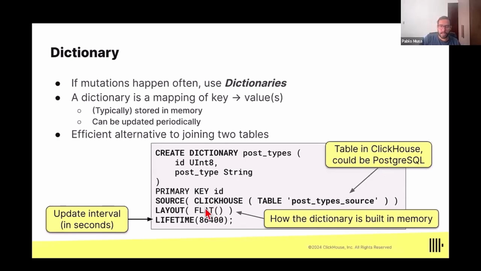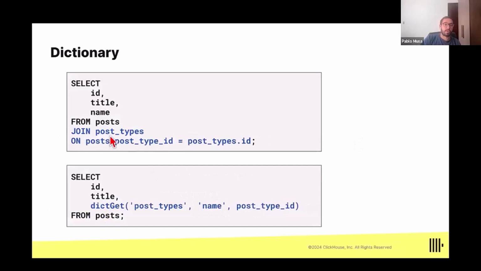So documentation can tell you all about the types. Lifetime is how often we go and update this table. And then when you want to query, you can use the good old join syntax, join post types on posts. So let's say I want the ID, the title, and the name. You can do a normal join.